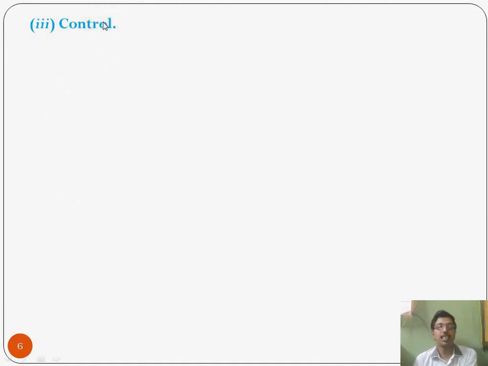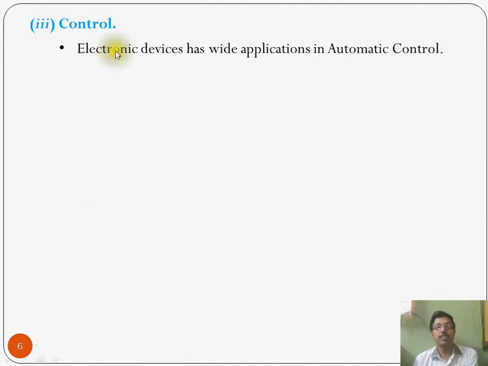The next one is control applications. What are control applications? Electronic devices have wide applications in automatic control industries. When you think of automatic control systems, if a device's output quantity is controlled by varying the input quantity, it is a controlled one. Automatic means the process is made automatic without any manual intervention. If it is possible to control that output, then it is called an automatic control system. In that, electronic devices take a major role.